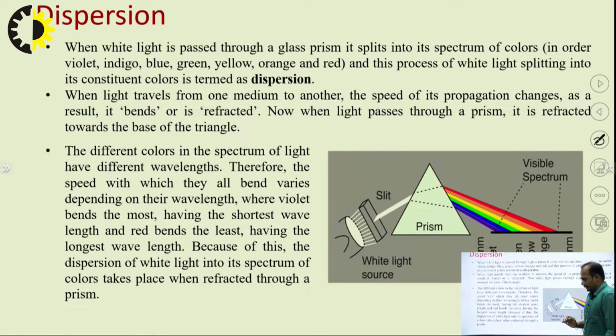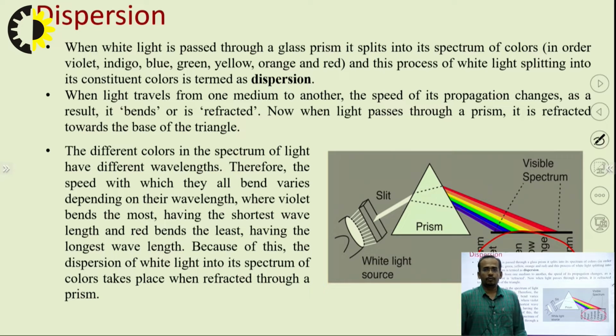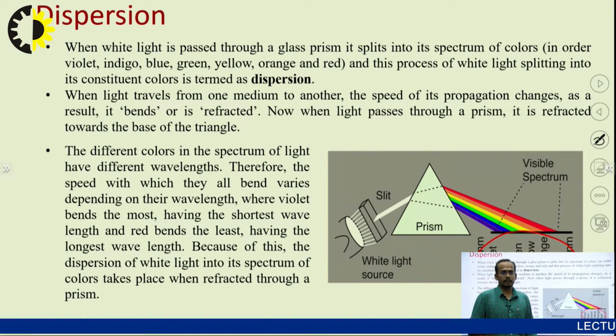Now, what is dispersion? Dispersion is the phenomenon when we pass white light through a glass prism and it splits into a spectrum of colors, but only these 7 colors will appear after passing through the prism. So, dispersion is when white light passes through a glass prism and splits into a spectrum of colors, and this process of white light splitting into its constituent colors is termed dispersion.